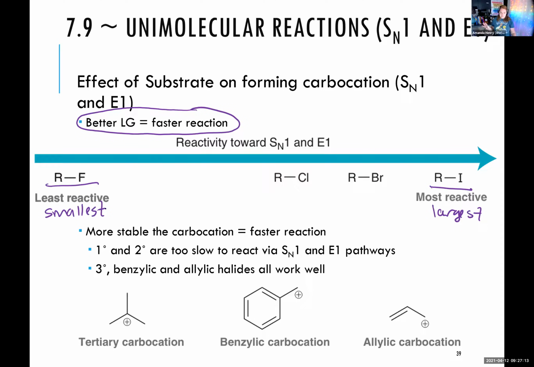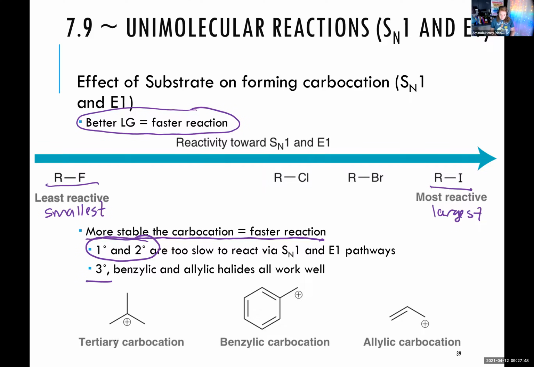Another measure of the substrate and how reactive it's going to be is the carbocation. The more stable the carbocation is that will form, the faster the reaction, the better the reaction will be. So with E2 and Sn2, we talked about what type of substrate we had. With Sn1 and E1, it's going to be essentially the same. Primary and secondary carbocations just aren't going to happen. They're not stable enough.